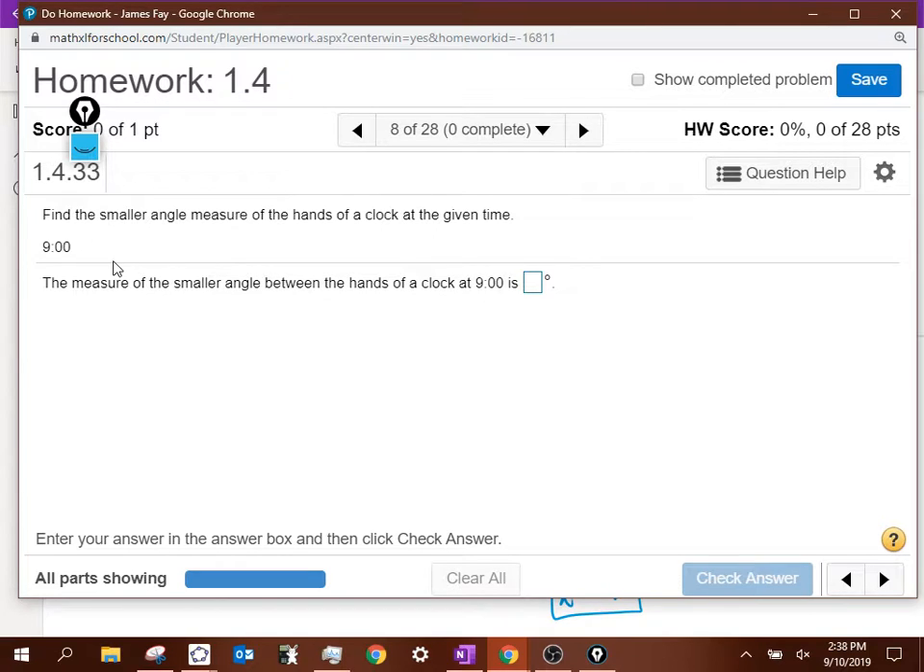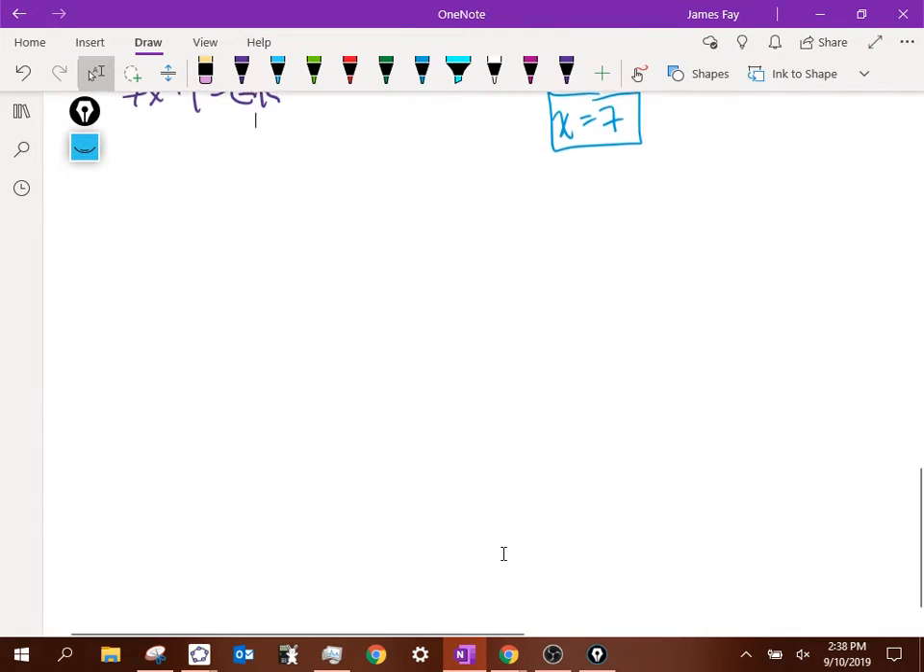Okay, so mine says find the smaller angle measure of the hands of a clock at a given time. So 9 o'clock. Let's do a couple of these. Yes. 90 degrees.